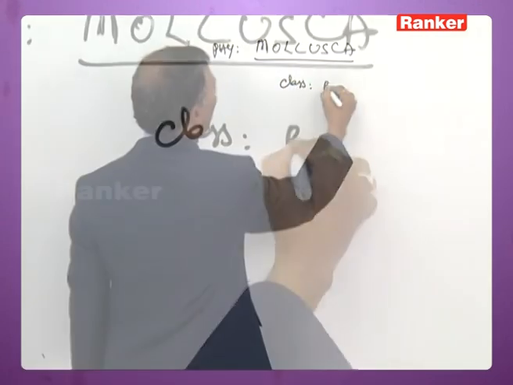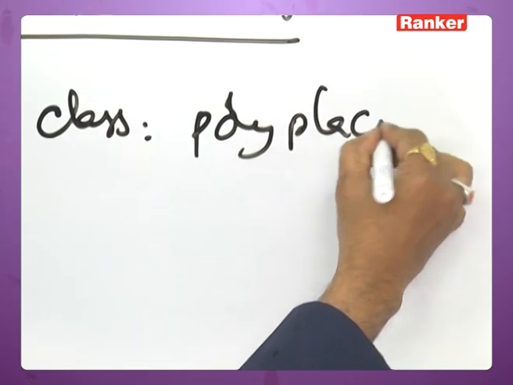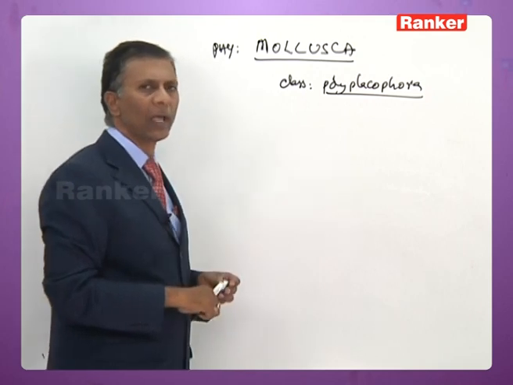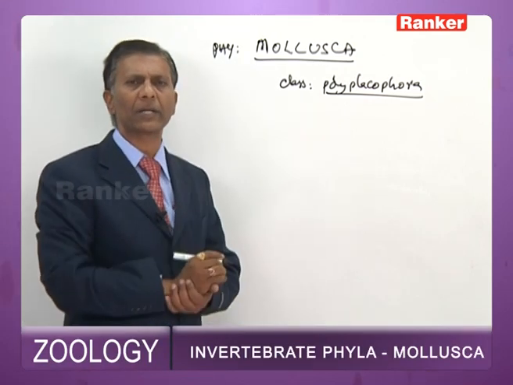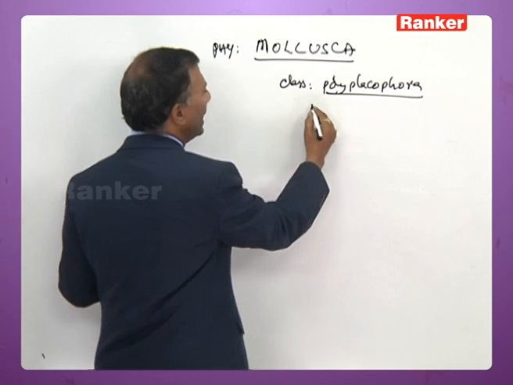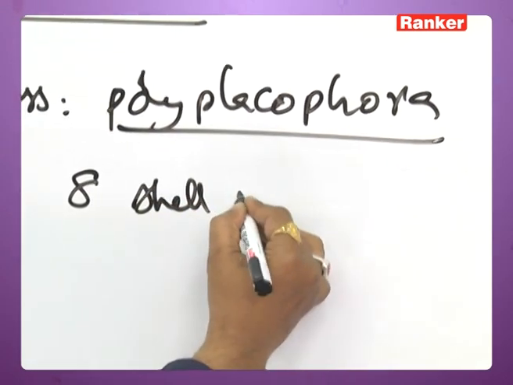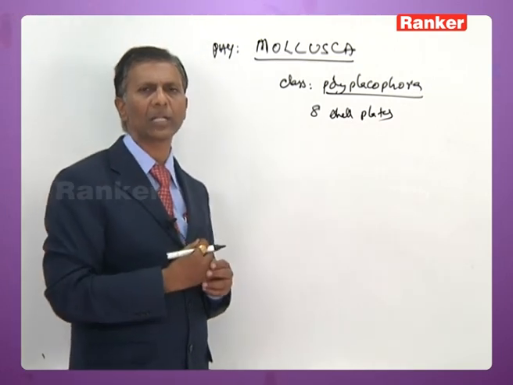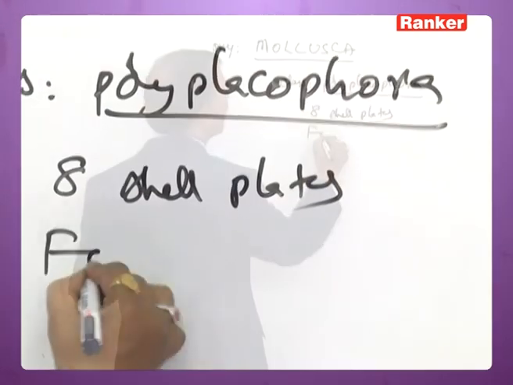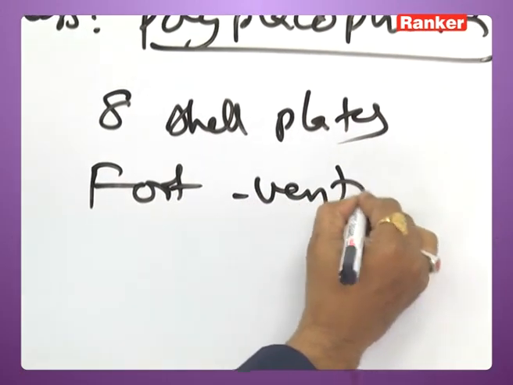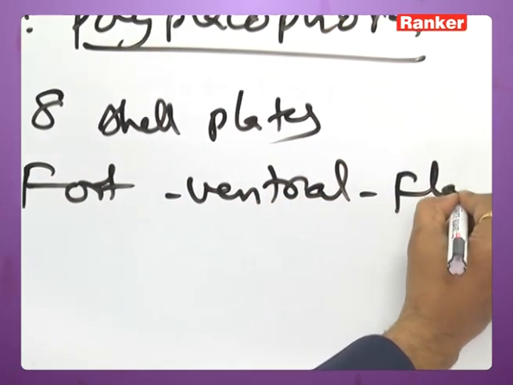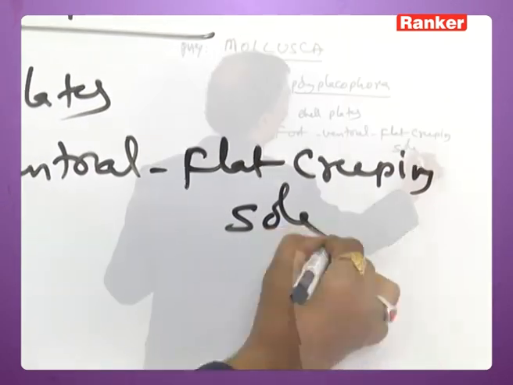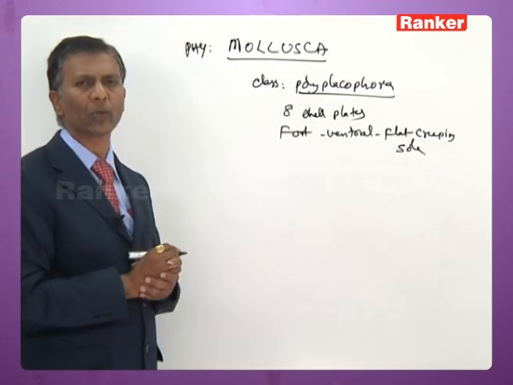Then you have class Polyplacophora. Polyplacophorans are also exclusively marine. Body is dorsoventrally compressed. On the dorsal side, 8 shell plates are present. The shell consists of 8 valves, all dorsally situated. Foot is ventrally placed with a flat creeping sole.